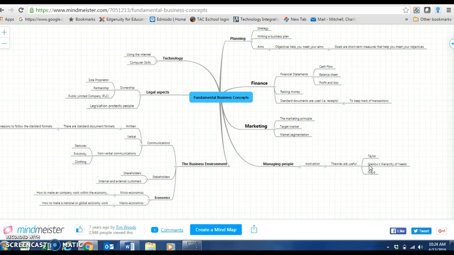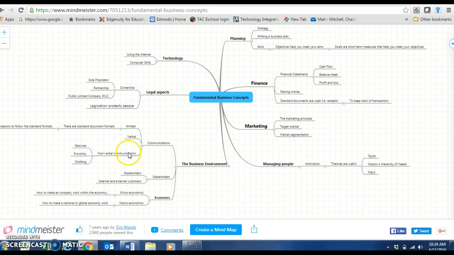If we move over to the other side over here, the business environment, economics, my entrepreneurship class, we've been spending quite a bit of time on microeconomics, how to make a company work within the economy. They're spending a great deal of time right here. Okay? How to make a company work within a specific economy, their market economy. Who are the stakeholders? And of course, communications is very important to entrepreneurship and introduction to business and technology.